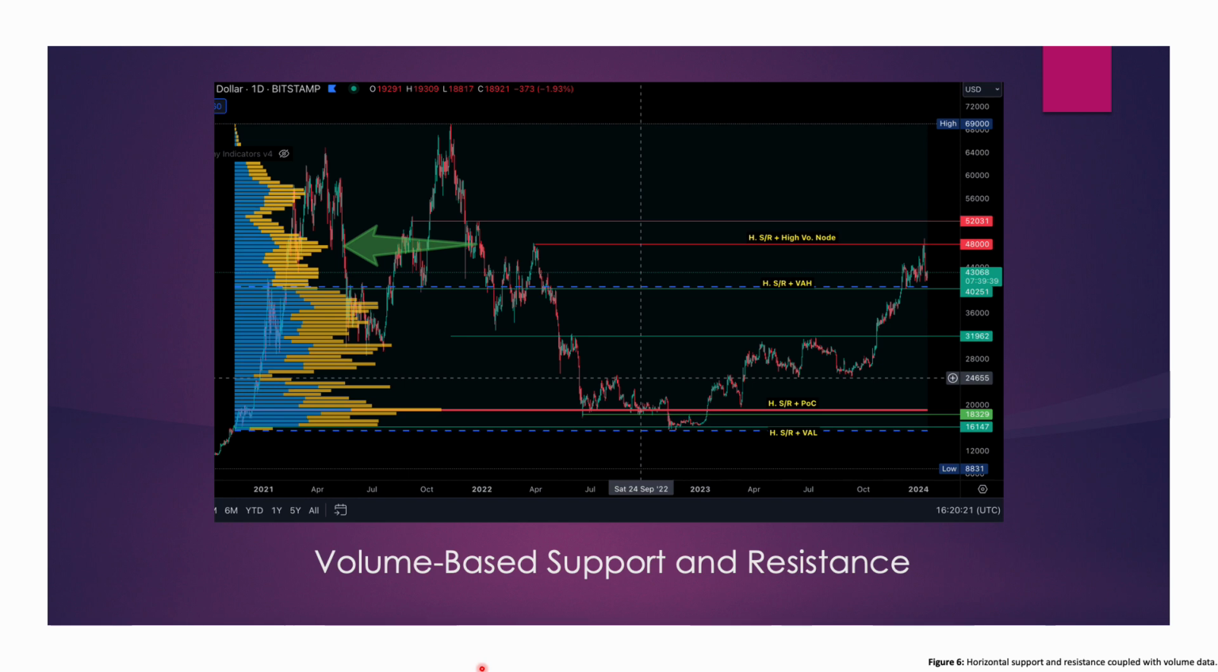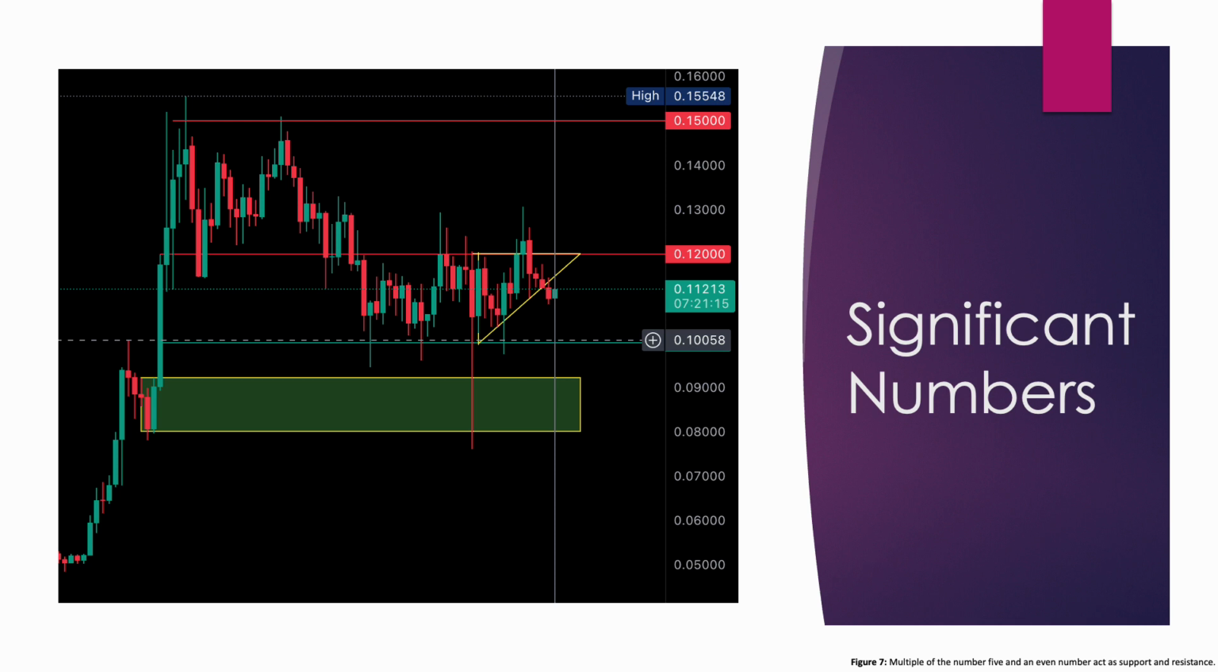Of course, you don't use any of these support and resistance methods alone. You always try to do a combination of all the levels together to reach a more significant confluence, so that you will have more trust in your decision.